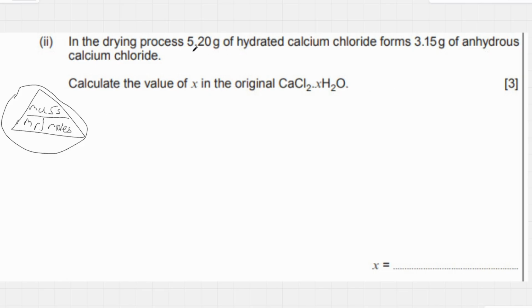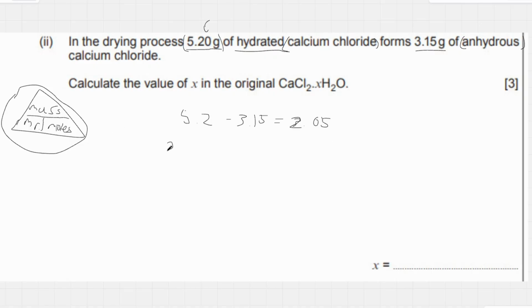So firstly, we'd take these values here. 5.2 grams of hydrated calcium chloride. So that means we have the water included in this weight, and this is the anhydrous calcium chloride, which means the water is not included in this weight. So the first calculation would be 5.2 minus 3.15, and that equals 2.05. This value is the mass of water that's left over when calcium chloride is dehydrated.